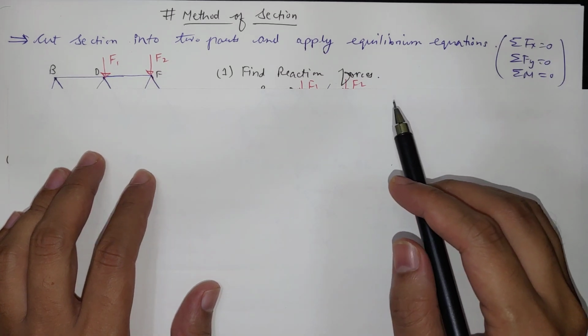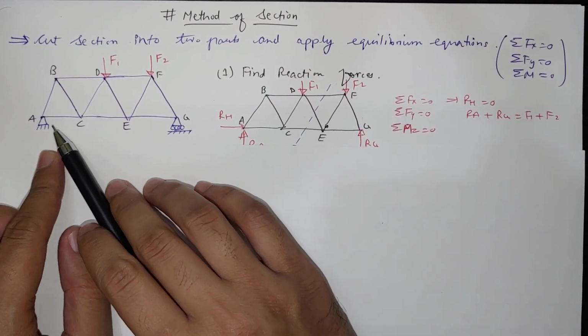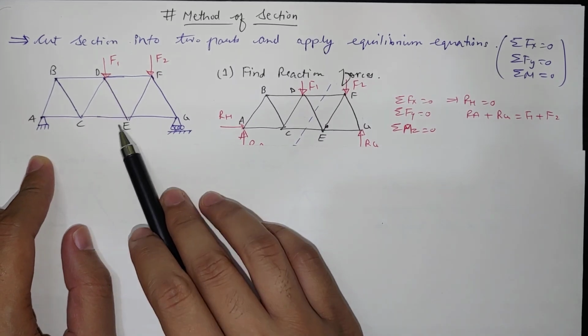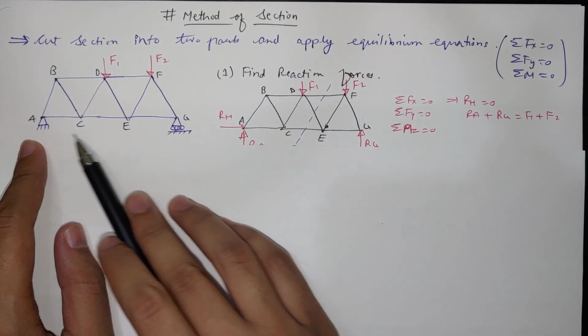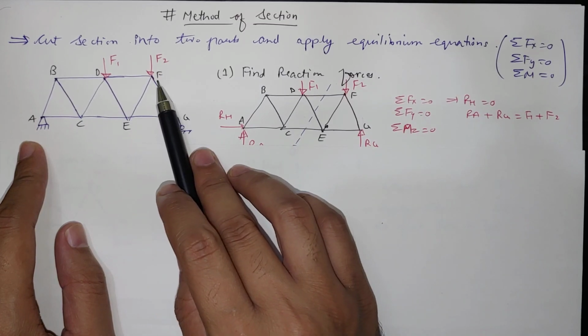So now, here you see this is the example, and these are the joints A, B, C, D, E, F, G. It's a fixed support, here is a roller support, and there are two forces, F1 at point D and F2 at point F.